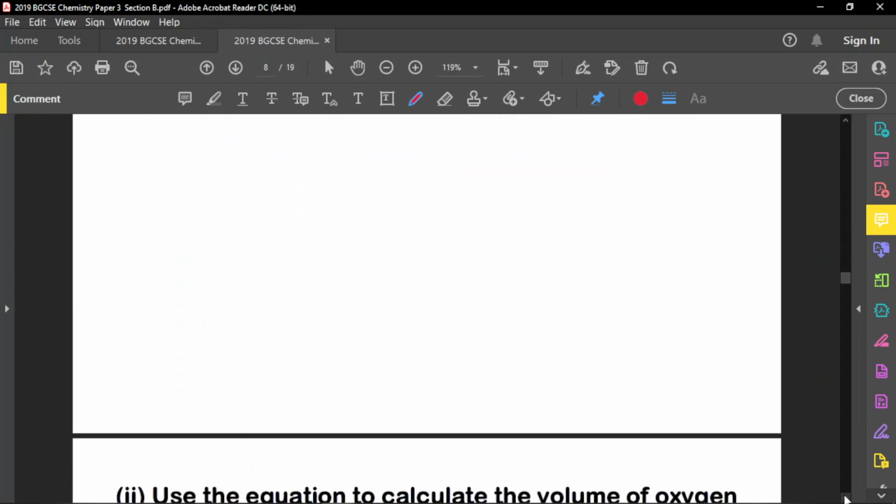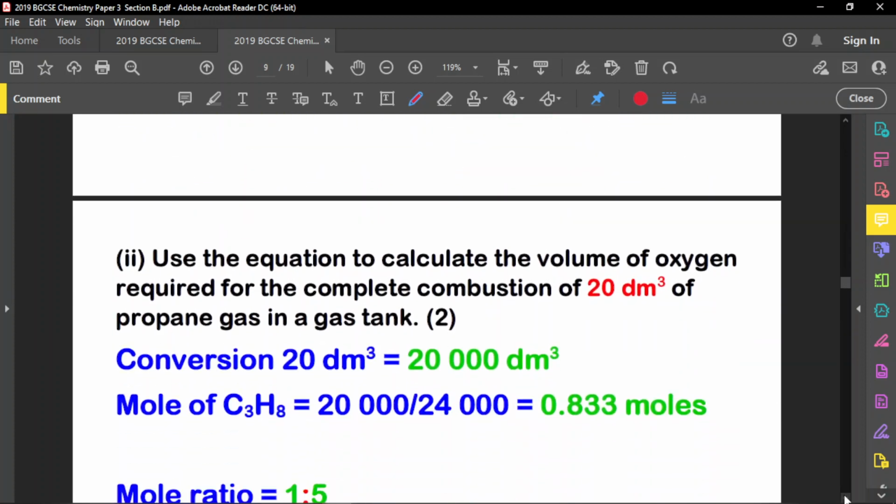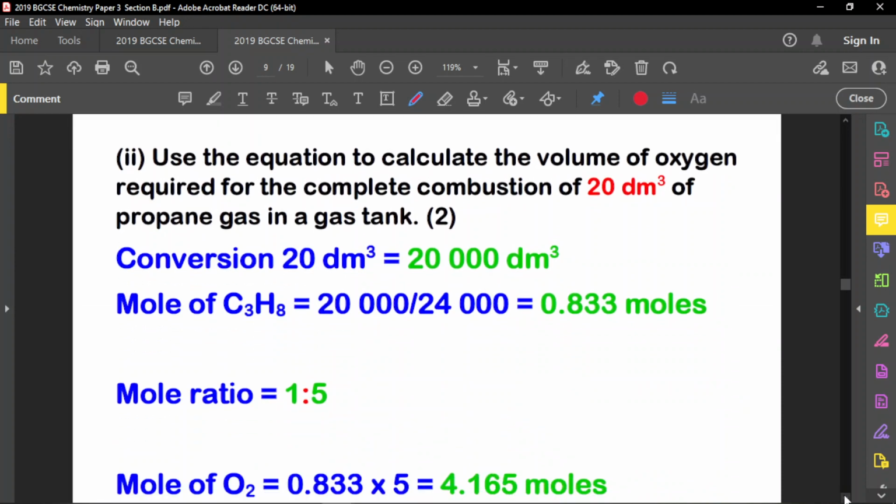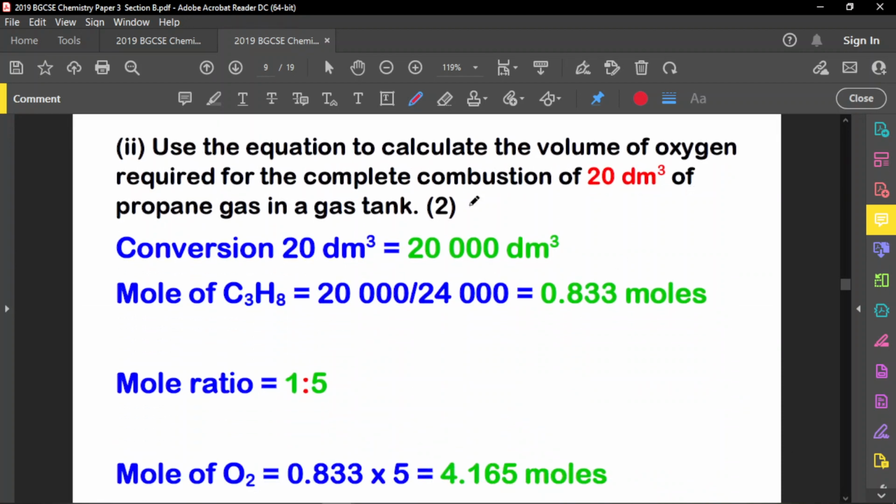Next, it said use the equation to calculate the volume of oxygen required for the complete combustion of 20 dm cube of propane gas in a gas tank. The first thing to do is convert the dm cube into centimeters cube. They're supposed to be centimeters cube, that's a typo and my mistake. What you need to know is that 1 mole of a gas, we're going to convert that into centimeters cube. So you multiply the dm cube by 1,000, and you get 20,000 centimeters cube of the gas.